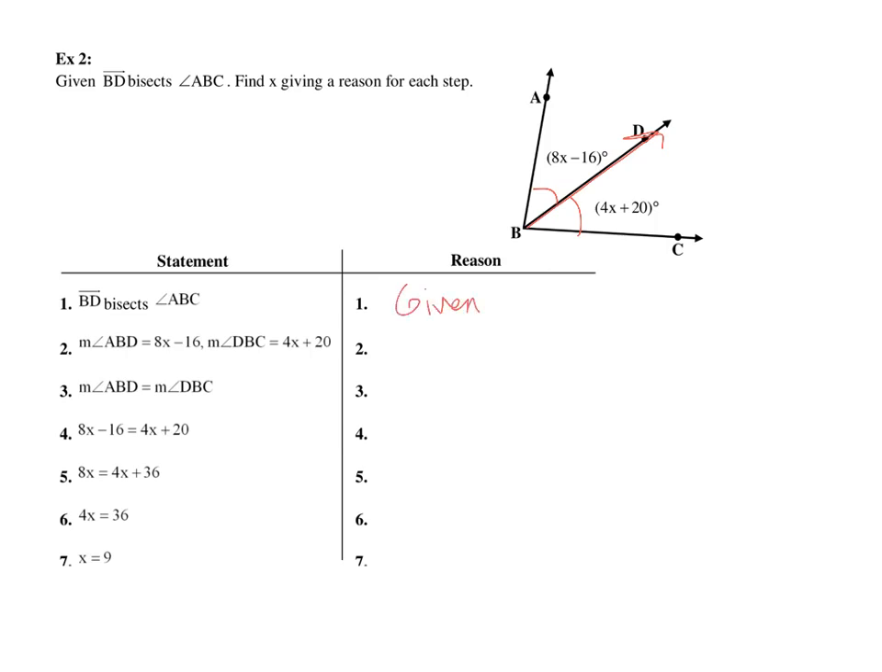Statement 2, measurement of angle ABD equals 8x minus 16. Measurement of angle DBC equals 4x plus 20. That information was just given to you. All right, it's in the diagram. Then they say measurement of angle ABD is equal to measurement of angle DBC. Well, how do we know that? We know that because the angle is being bisected. So if you look at your yellow sheet, you'll see that the reason we use is the definition of angle bisector.